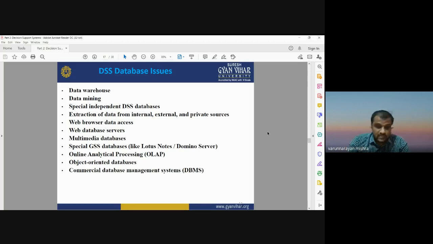Online analytical processing, OLAP, is very important. Means we can process the data sets online. All the data sets can be processed on the website using some online processing methods, that is known as online analytical processing, OLAP. Then object oriented database, and at last, we have some commercial database management system. Okay, so DSS databases have these types of issues when we are going to structure or configure any kind of decision support system.